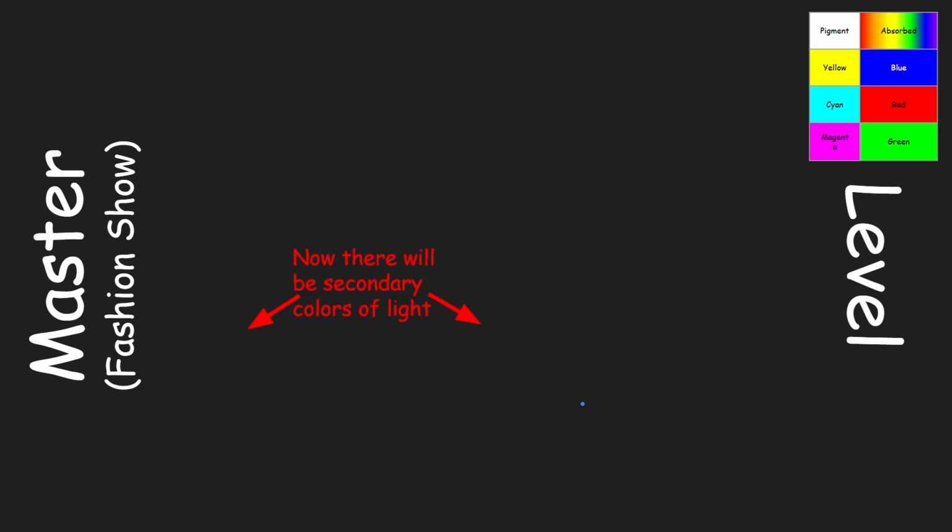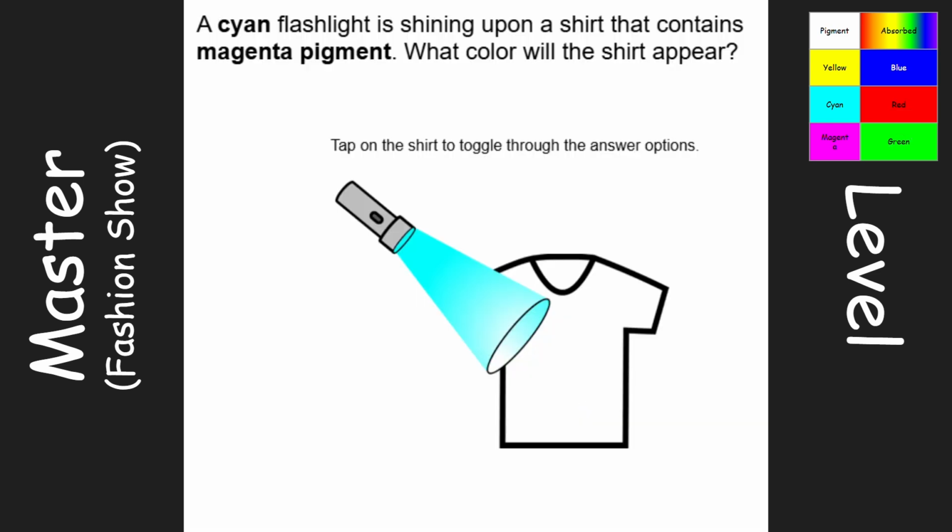The other kind of question you'll see on the master is obviously similar. We're shining lights at a shirt, but this time we're not shining white light. So we have to pay attention to what colors are in cyan. Well, cyan is made up of blue light and green light. There's no red light in this. So that means no red light could bounce off the shirt since we don't have any red light incident upon the shirt. But we see that our cyan flashlight is shining on a shirt that has magenta pigment.